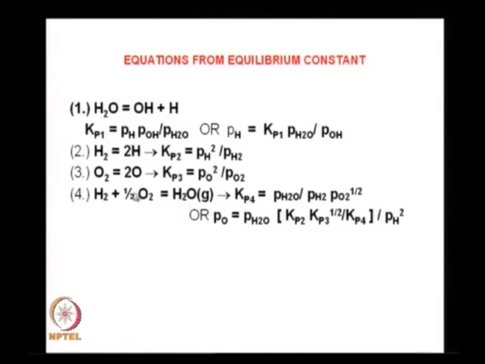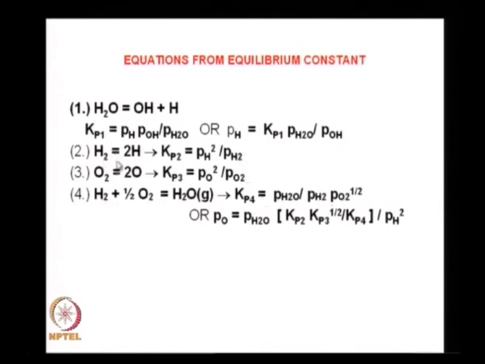Therefore, I use these 4 equations, and for each I write Kp1 equal to pOH into pH divided by pH2O, or rather I can write the value of pH in terms of Kp1 into pH2O divided by pOH. If I consider the reaction H2 going to 2H, I have the equilibrium constant Kp2 as equal to pH squared by pH2. If I consider O2 going to 2O, Kp3 is pO squared divided by pO2, because I have 2O here. And if I consider hydrogen and oxygen giving me steam, H2O as gas, I get Kp4 for this reaction as equal to pH2O divided by pH2 and pO2 to the power half.